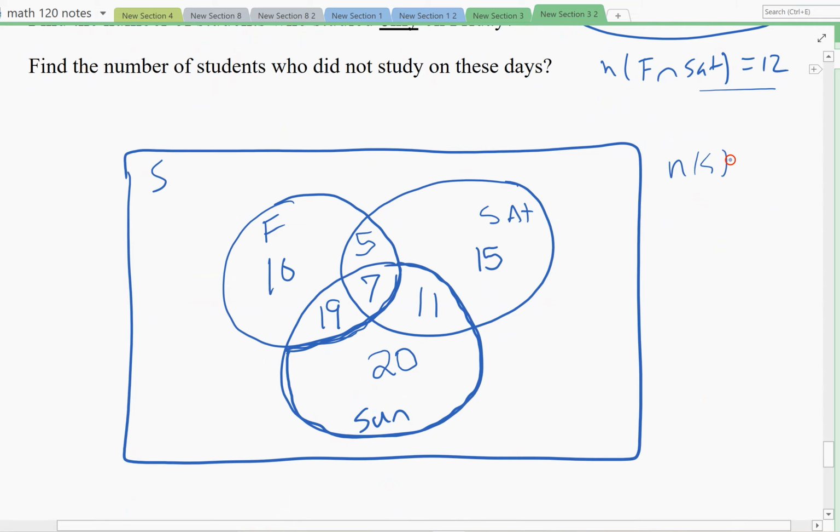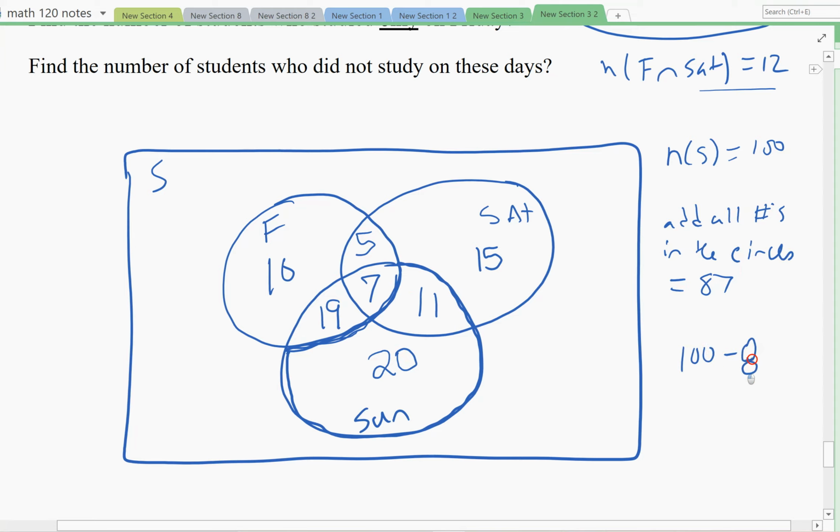All right, the number in my survey, remember, was 100. That's the number total. So I like to add up all the numbers in the circles. All right, when I add them all up, it adds up to 87. I take my 100 minus my 87, and that leaves me with 13. So 13 people didn't study on any of the days, right? 13 people didn't study on Friday, Saturday, or Sunday. Now I've filled out my Venn diagram.